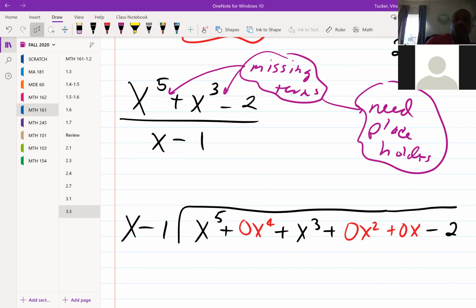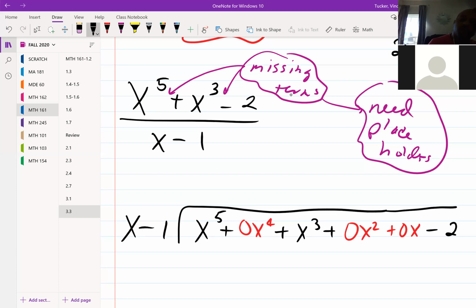All right. So going back to our example, we have these missing terms that we have to account for. We just have to have placeholders for them so that when we go through our process of long division, we'll be able to divide accordingly without having to worry about skipping things.